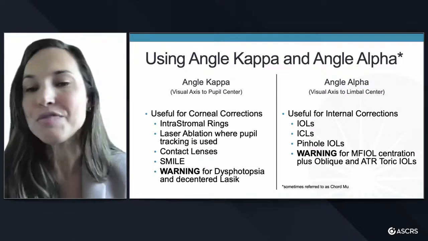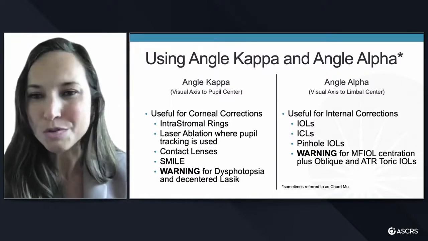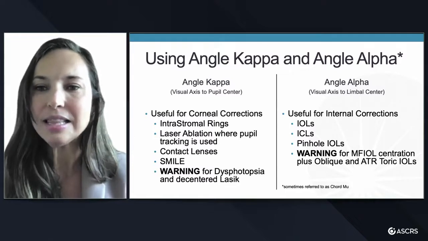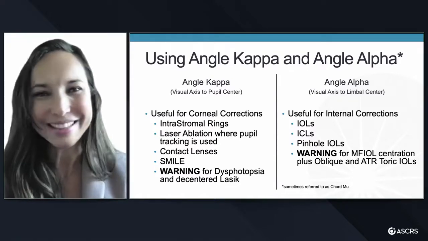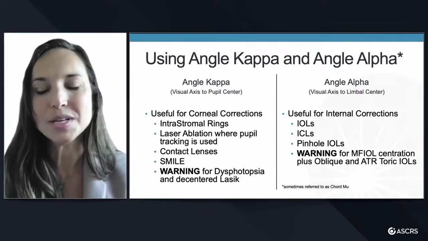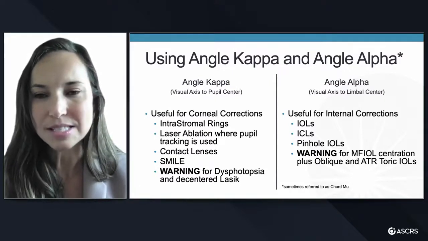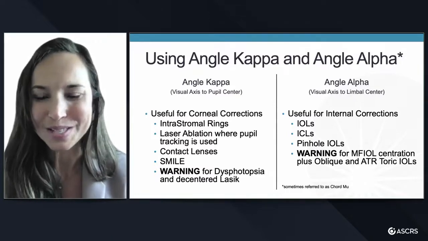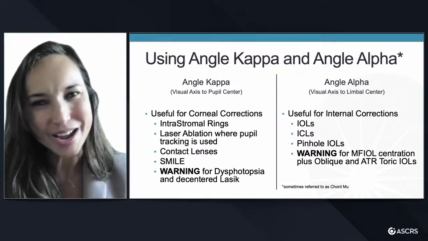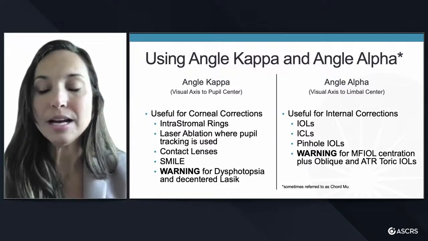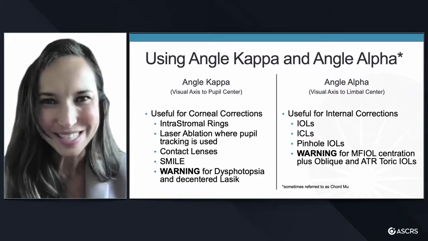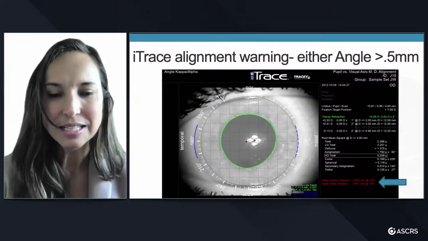So the angle alpha is useful for internal corrections. Remember, angle alpha, again, is that limbal center. We place a lens, an IOL, inside the capsular bag, right? That's why this is important. And then again, it's this distance between the limbal center to the visual axis. So important for IOLs, ICLs, pinhole IOLs that are coming up, and multifocal centration, and toric IOLs, and we're going to see why. And I really love these slides.